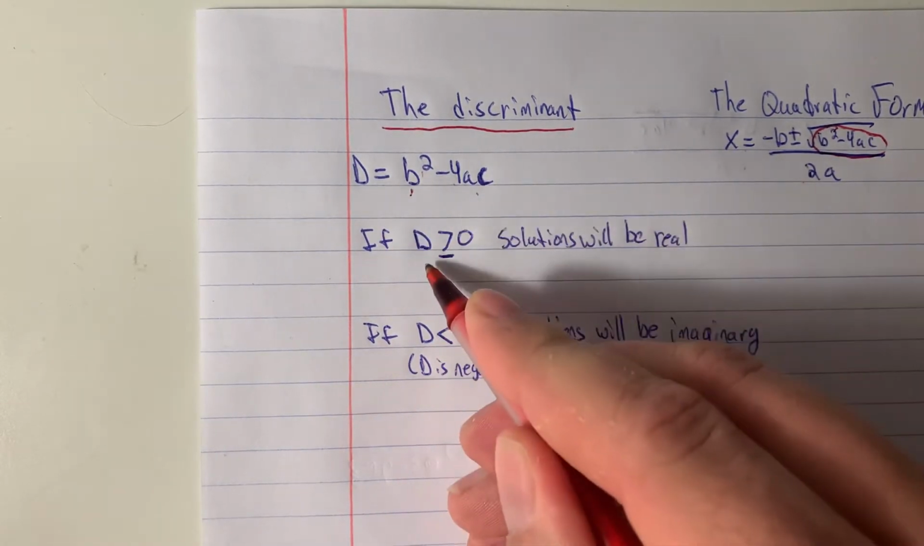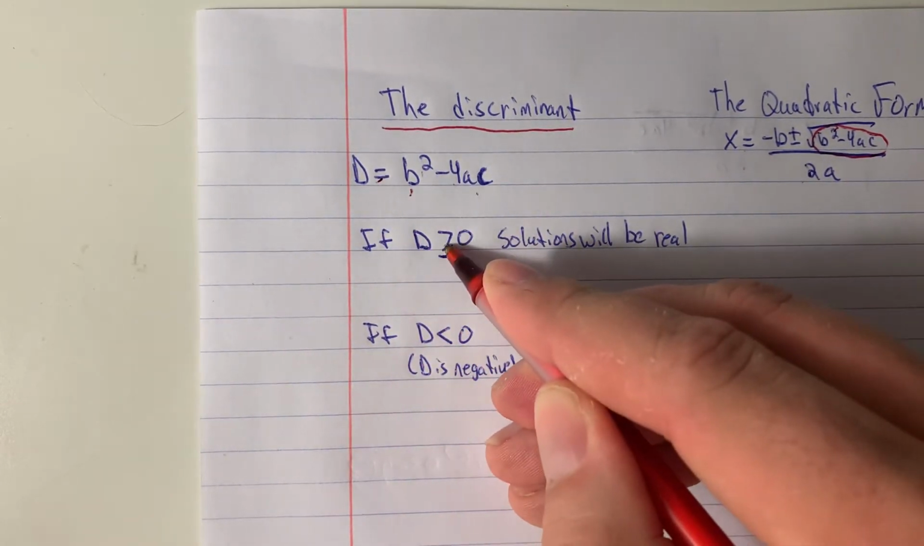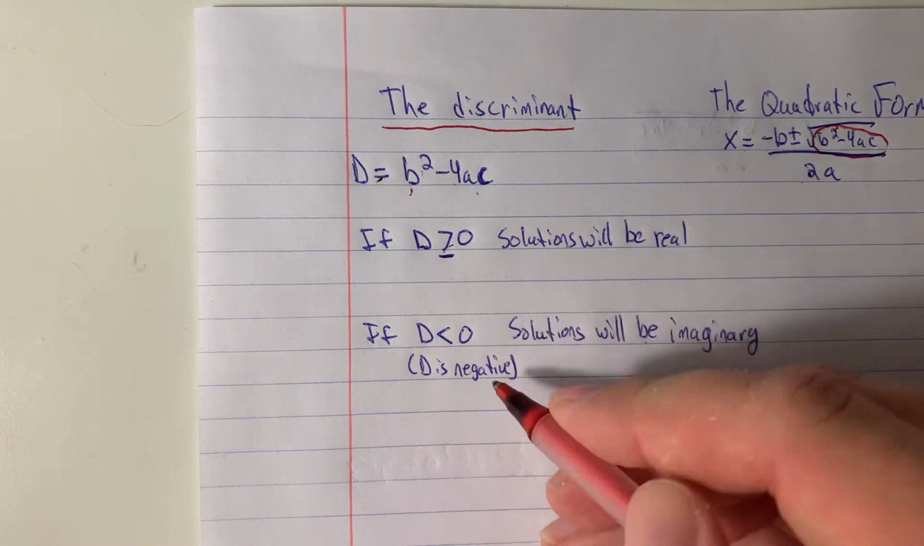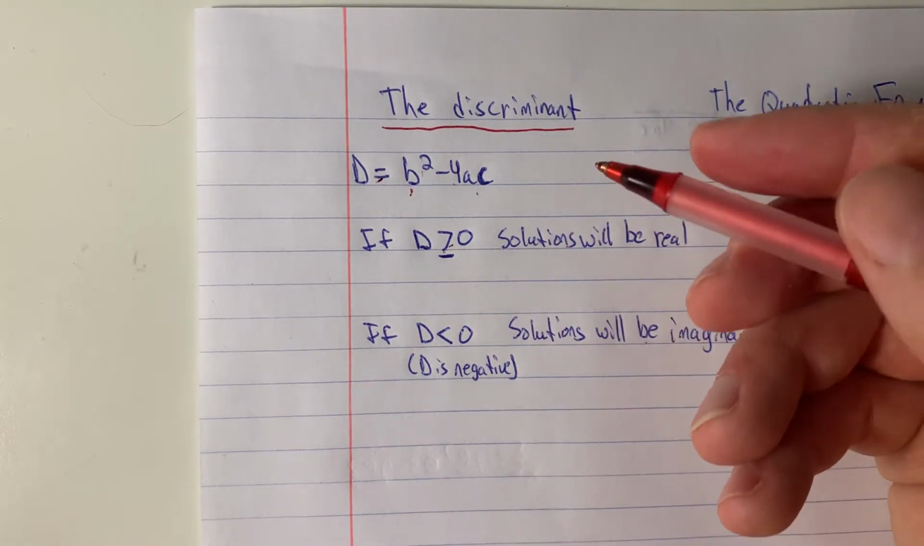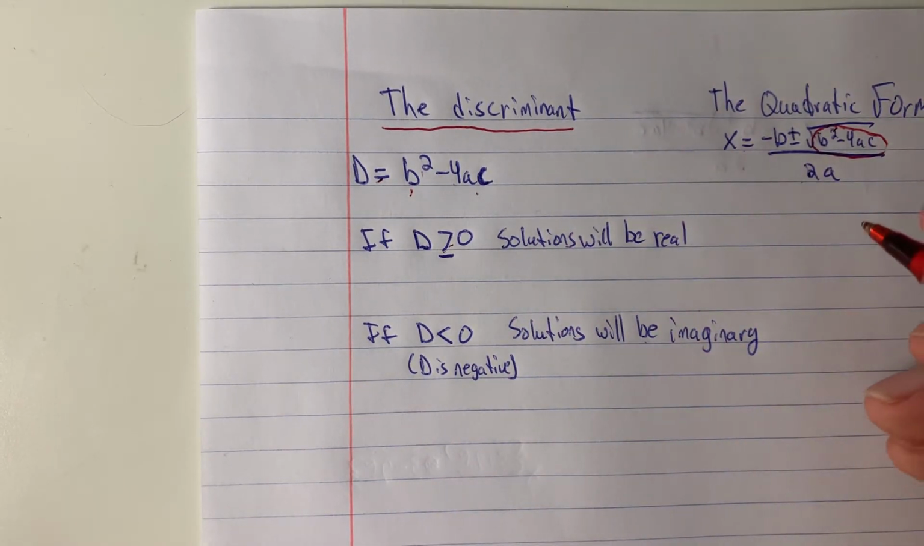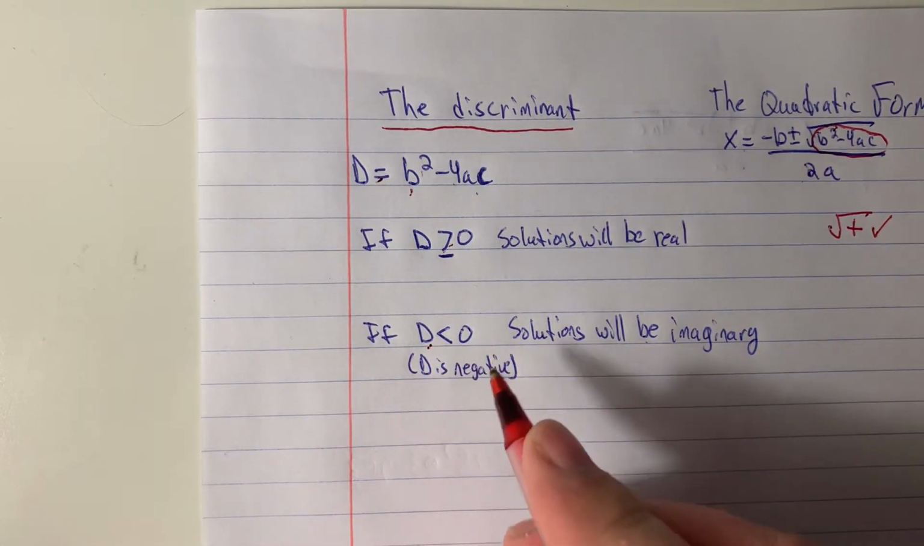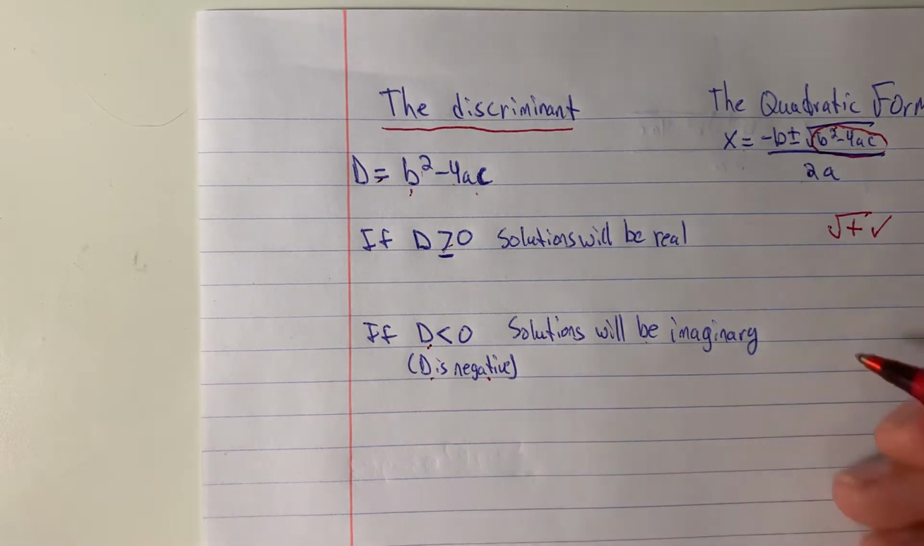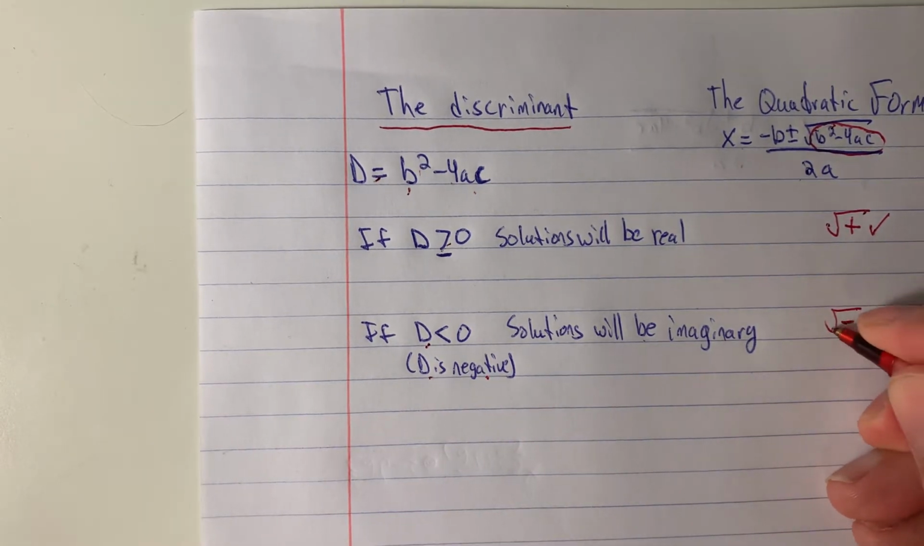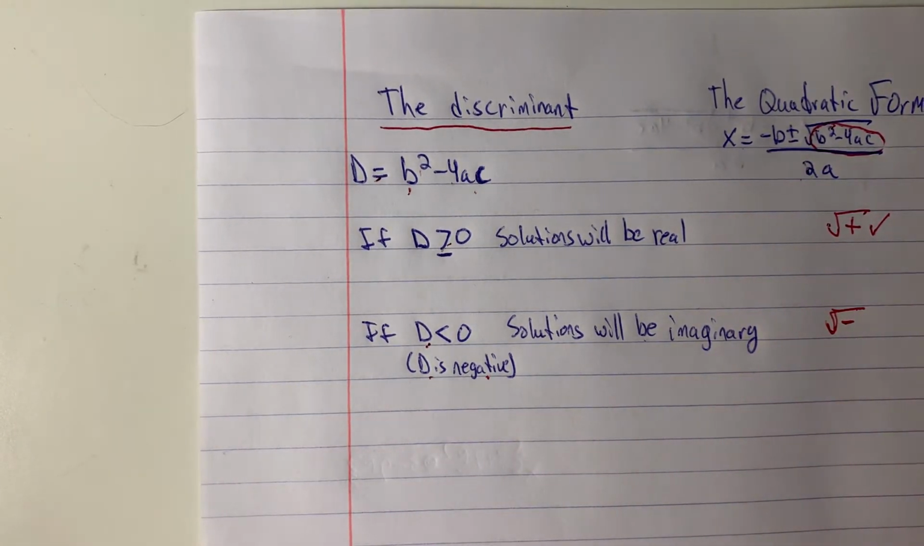If the discriminant d is greater than or equal to 0, so it's 0 or a positive number, the solutions to the quadratic equation will be real, because we'll be taking the square root of a positive number or 0, and so those will have real square roots. But if d is less than 0, another way of thinking about that is d is negative, then the solutions will be imaginary, because we'll be taking the square root of a negative number.